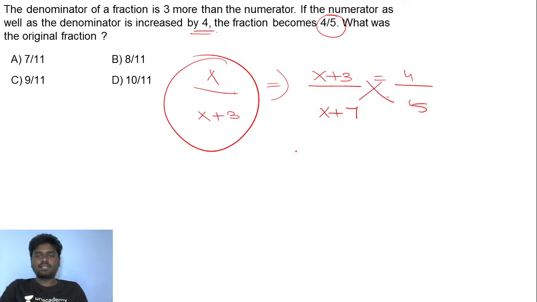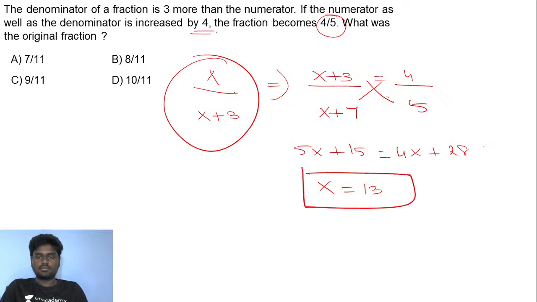Now try to cross multiply, you will be getting exactly 5x + 15 is equal to 4x + 28, such that x is equal to 13. You need to find the original fraction here. Right. So it's going to be 13 by 16.